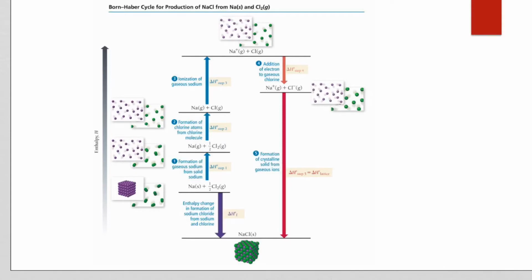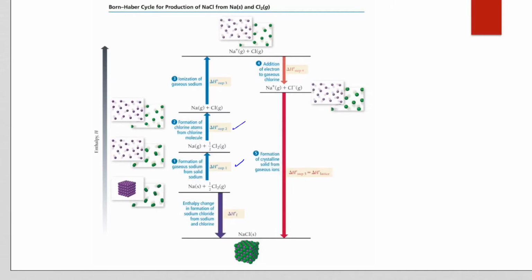Now, chlorine is already a gas, but we do have a process here, and that is because chlorine exists as Cl2, we have to break it apart into individual chlorine atoms, so Cl atoms. So there's an energy associated with forming chlorine atoms from the chlorine molecule. That's, again, also going to be endothermic.